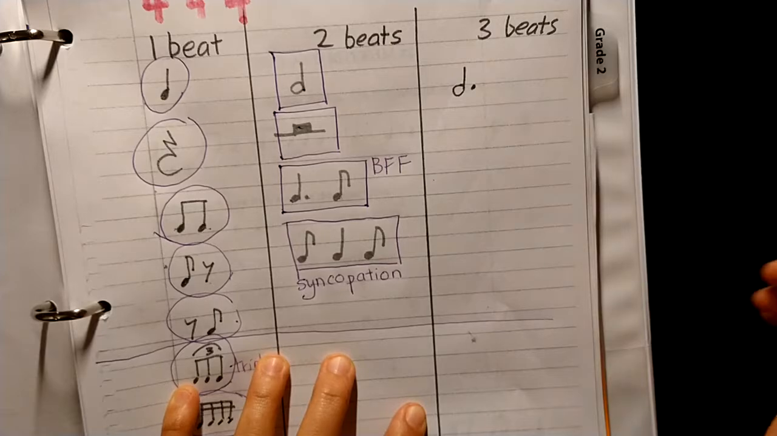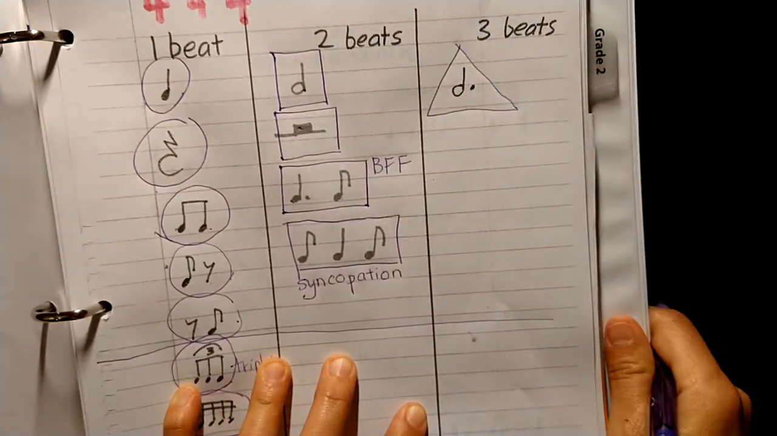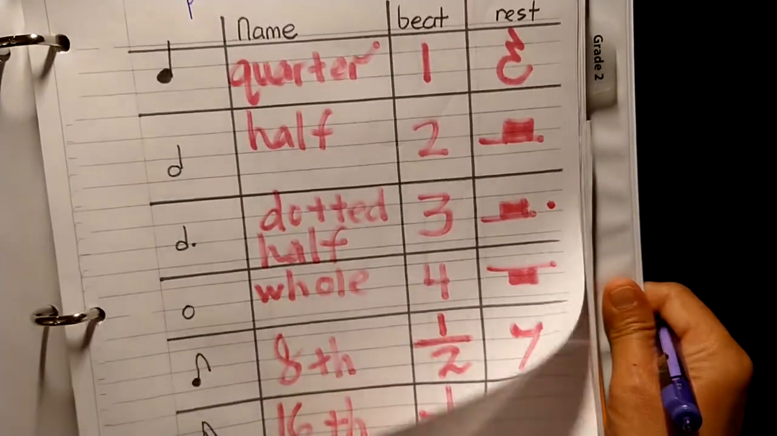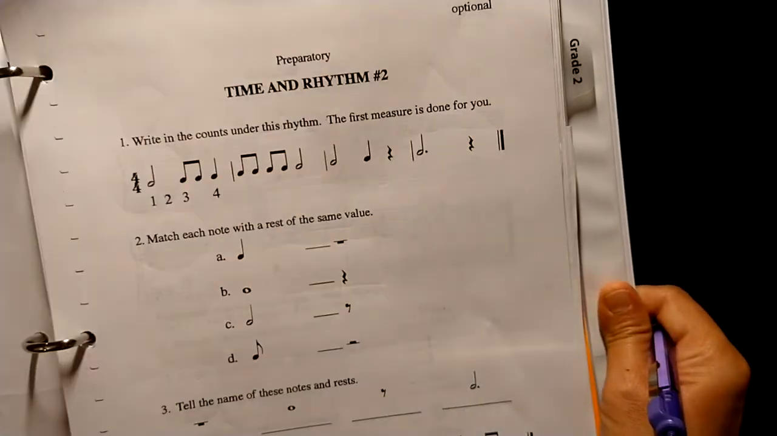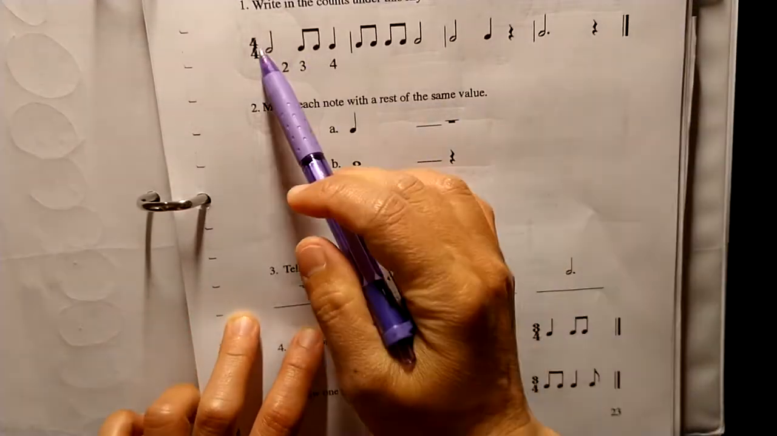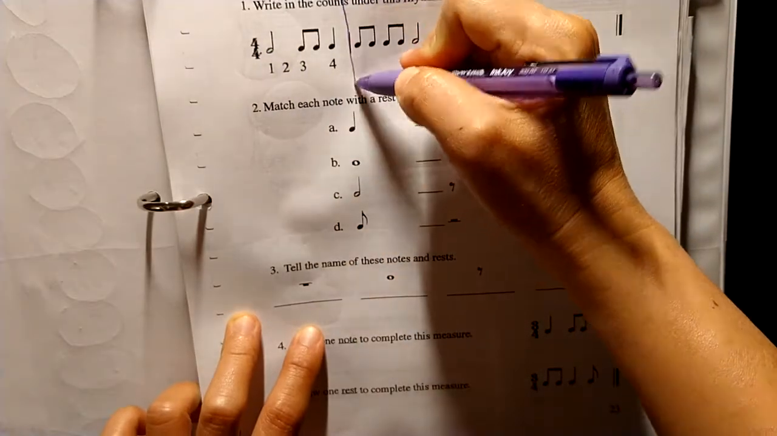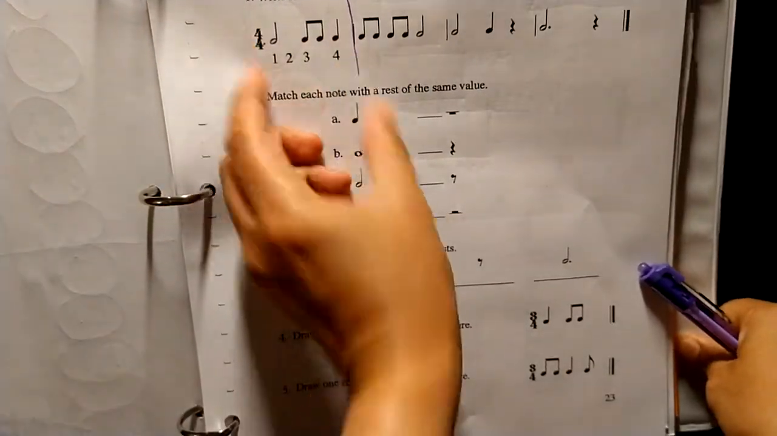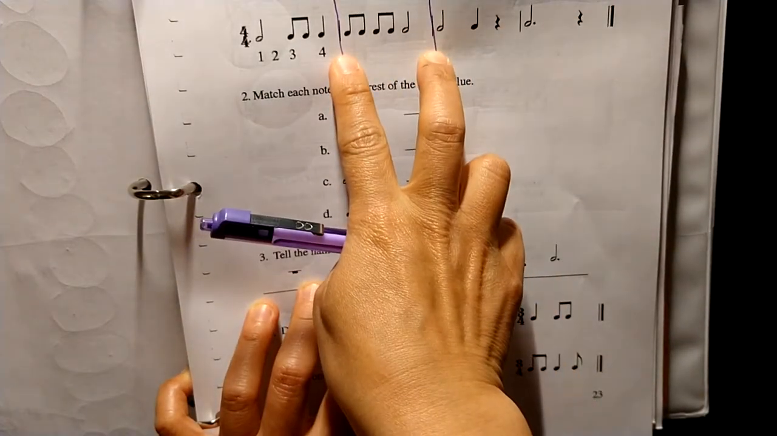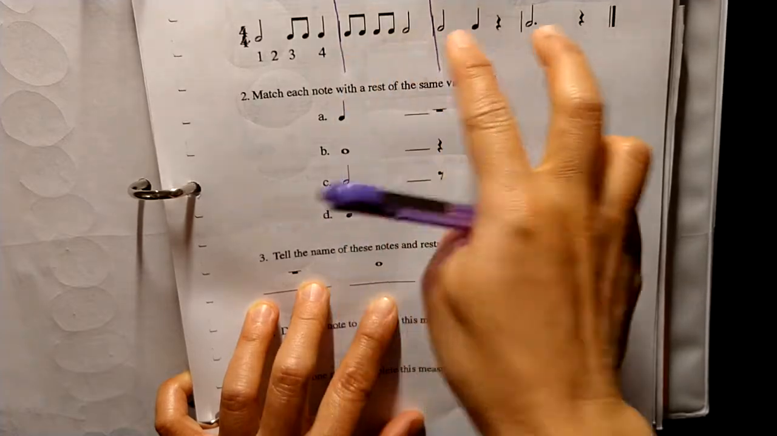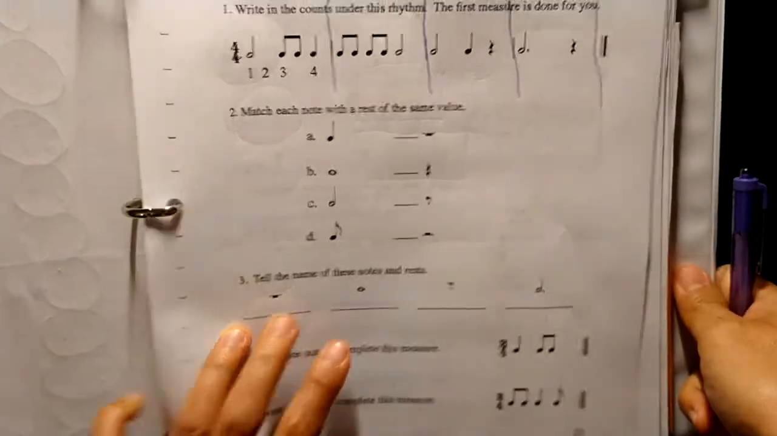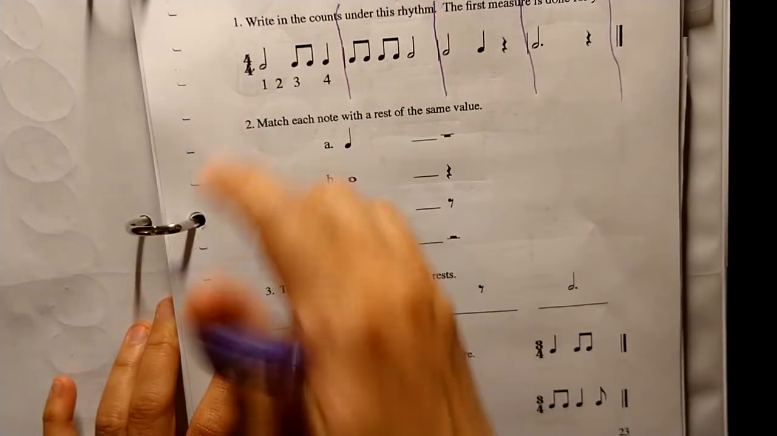Okay, last one. This one is 3 beats. You draw a triangle around it. Okay, all right. So finally, after this page and this page, you can do page 23. First line, 4/4. 4/4 means from here to here you should have 4 beats, and there's a line. From bar line to bar line is 1 measure. In this measure you should have 4 beats, and over here 4 beats, and over here, from here to here, is 4 beats. Okay, the first measure is already done for you.